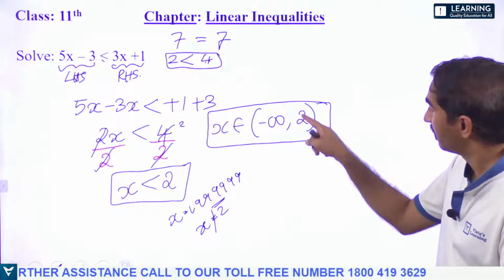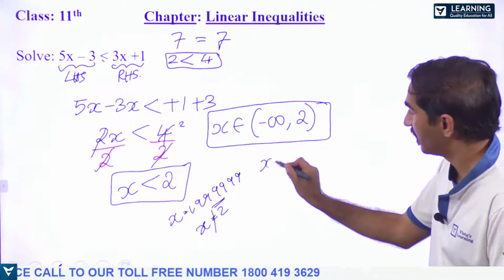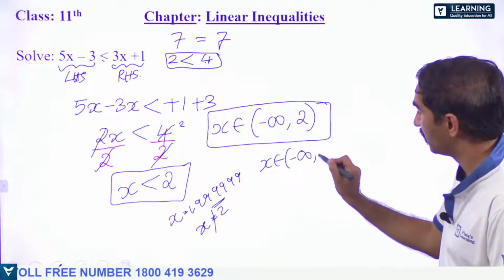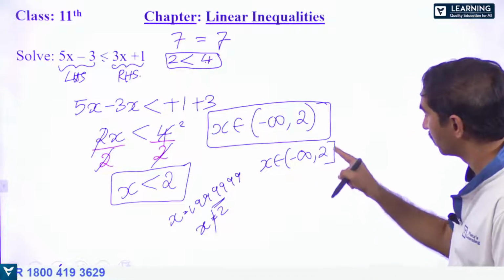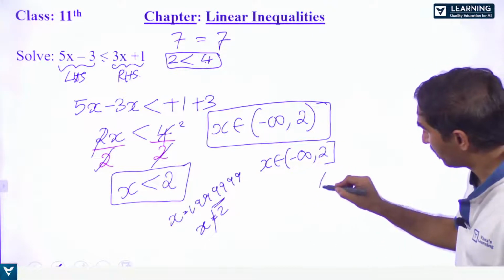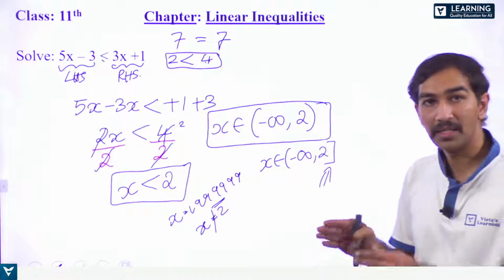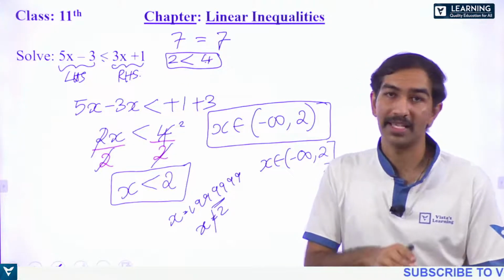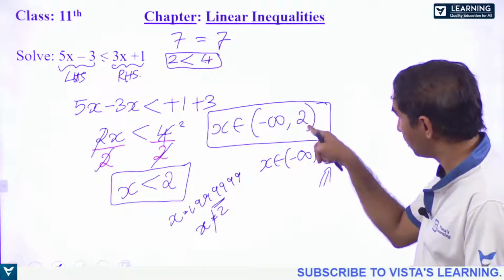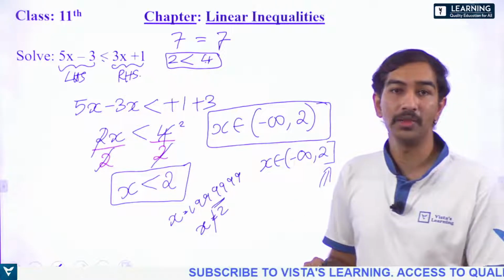If suppose we are including 2, then how do you represent it? x belongs to minus infinity to 2 with a square bracket. What is the square bracket representing? The square bracket is representing that we are also including 2 as x. If I am writing a curved bracket like this, it means we are excluding 2.